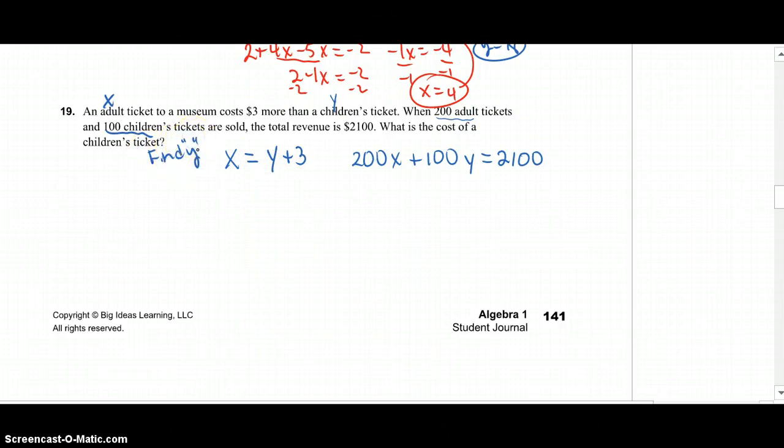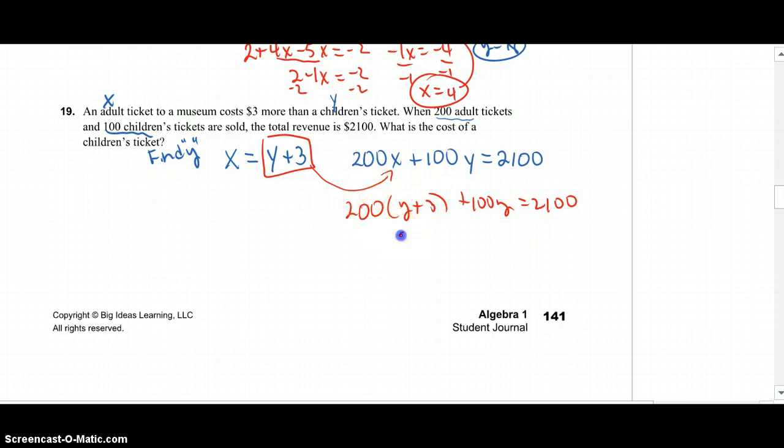You have choices. When you have word problems, I don't mind if you want to use your calculator and graph. I'm going to go ahead and use substitution just so you can see that one more time. Let's take y plus 3 and plug it into where the x is. So we have 200 times y plus 3 plus 100y equals 2,100.